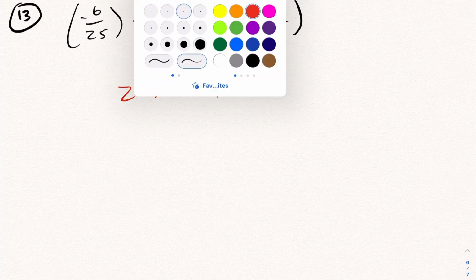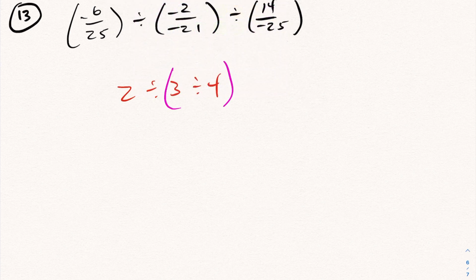Had they put brackets around this expression, let's say they put the brackets here, then I would know, okay, B stands for brackets. I have to do what's in the brackets first. But that's not the case. And likewise, had they put brackets around here, then again, B stands for brackets, I do the 2 divided by 3 first. So in this situation, when you get something like this, you do the operations from left to right.